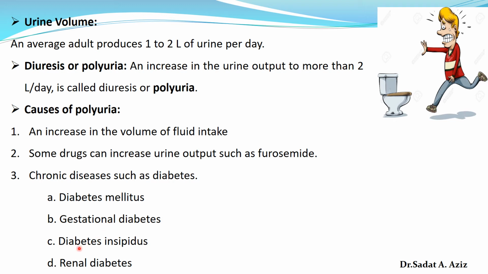And the third type of diabetes is called diabetes insipidus. We will explain this when we get to the antidiuretic hormone function. Then we have another type of diabetes, just call it renal diabetes. So renal diabetes is a specific type of diabetes, and this type is related to the glucose canals within the kidney.